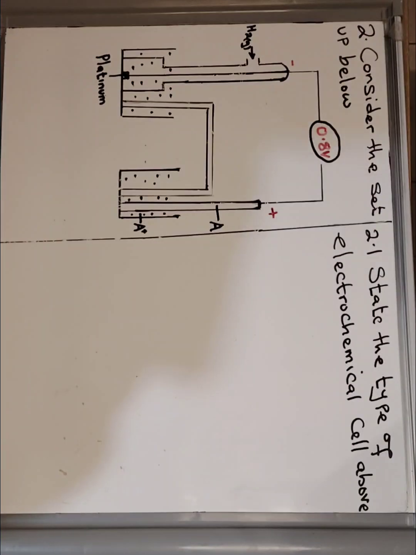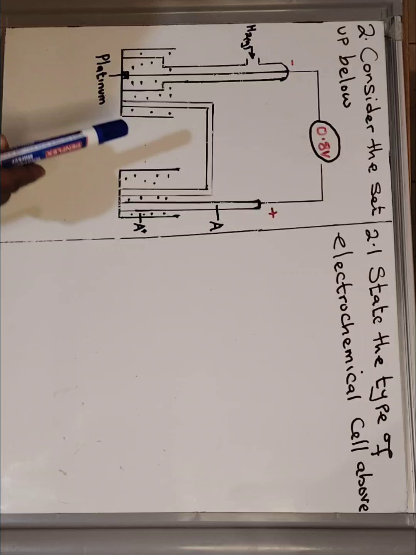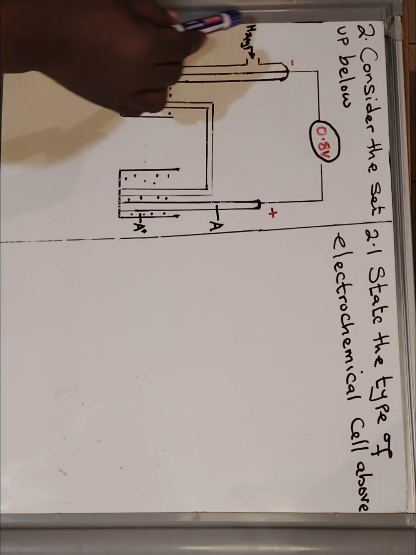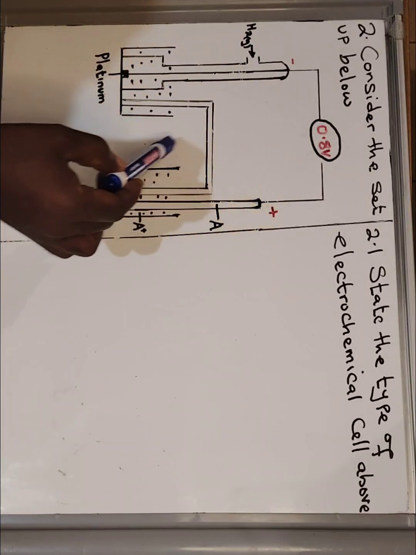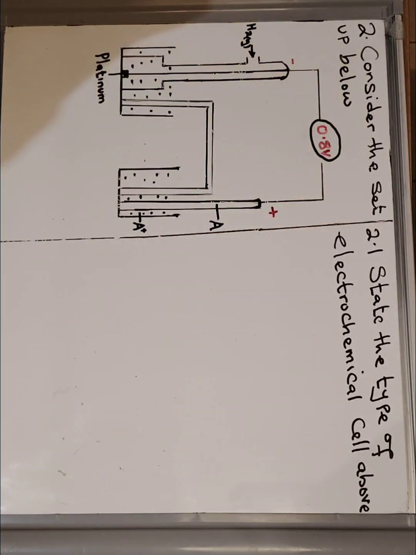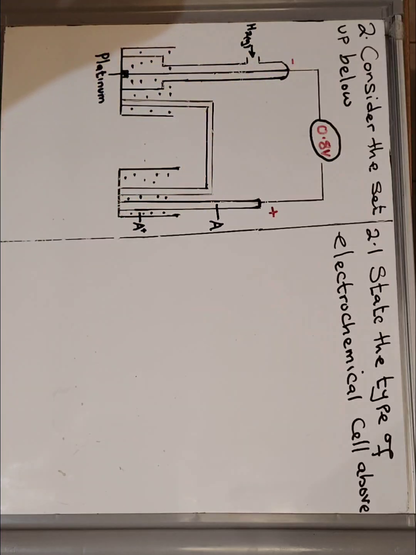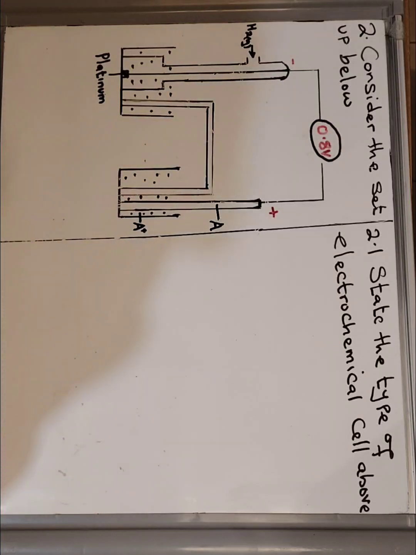So today we are looking at this question. We are looking at this setup where we have a hydrogen half cell connected to an unknown half cell, and the voltmeter reading is 0.8 volts. This is the setup we have, and we are going to look at a series of questions which can come on this setup.